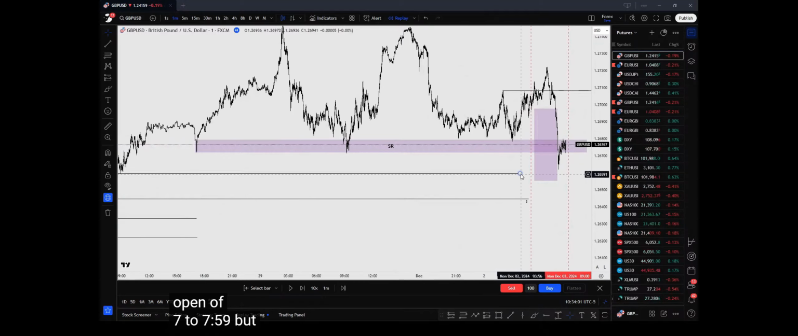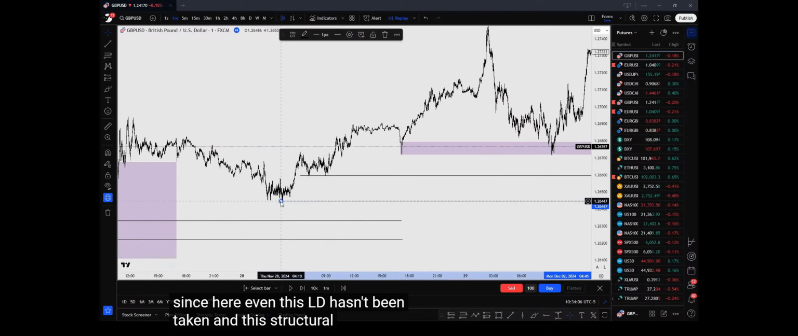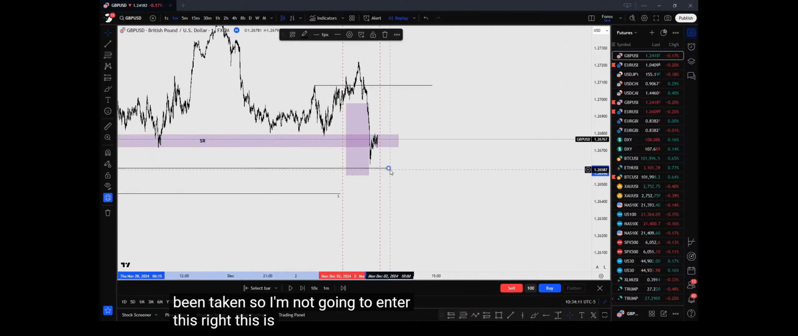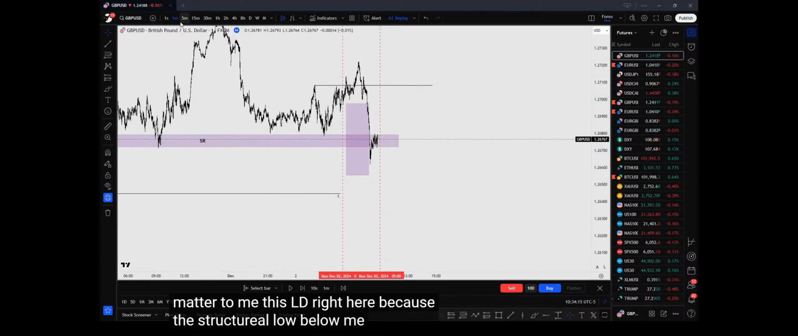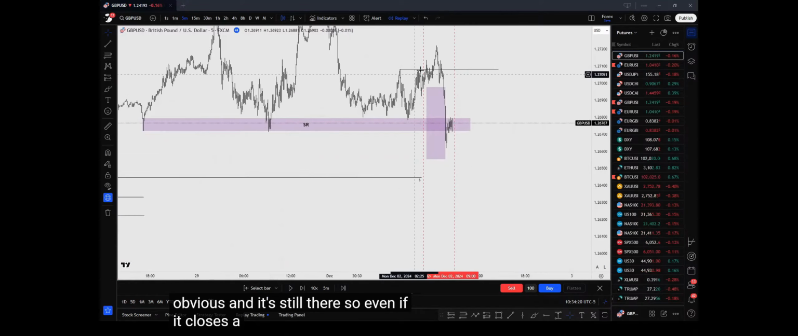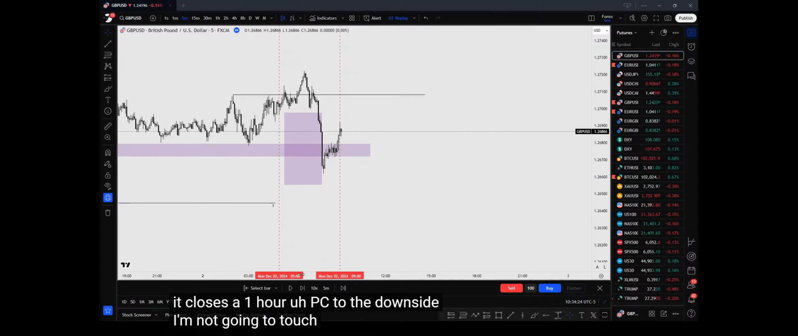But since here, even this LD hasn't been taken, and this structural low hasn't been taken, I'm not going to enter this, right? This LD right here doesn't matter to me, because the structural low below me is very obvious and it's still there. So even if it closes a 1-hour PC to the downside, I'm not going to touch it.